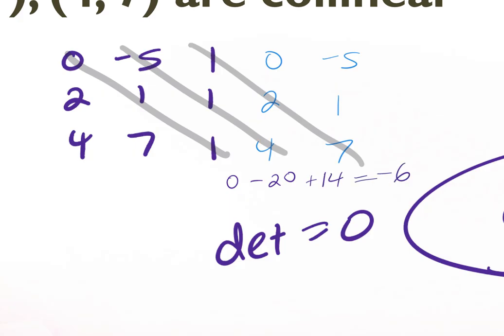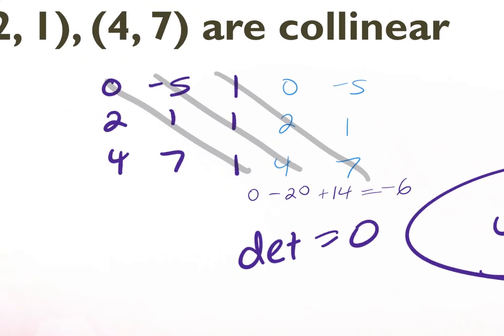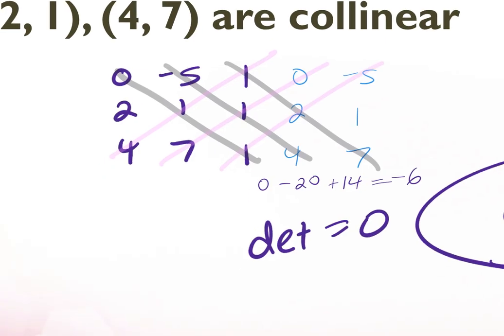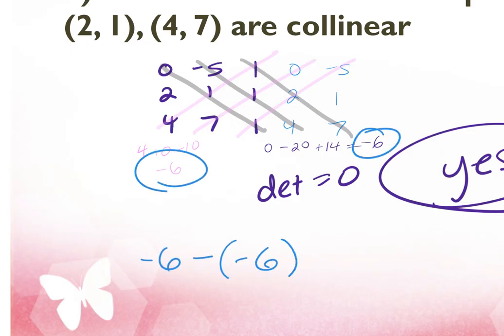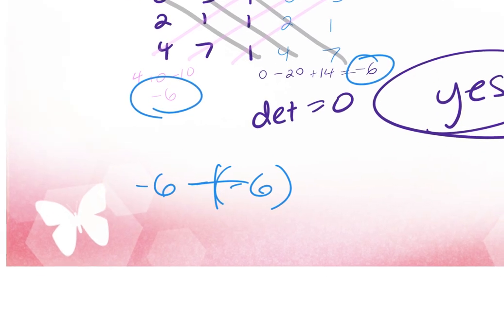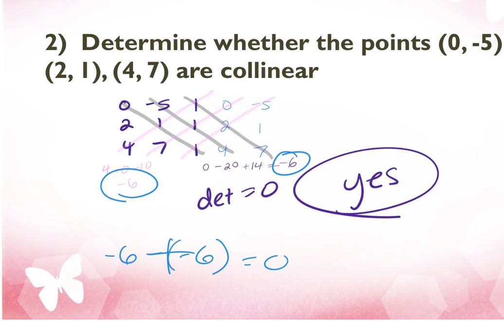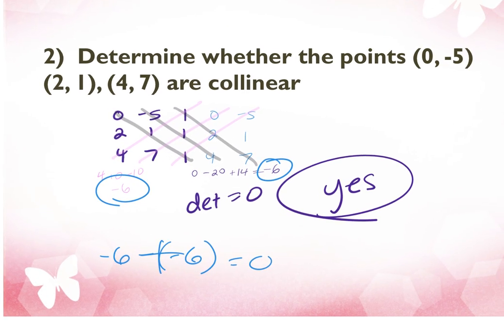If you got close but made a mistake, for most of you it was at the 0. So be really careful if there's a 0 in the column. It zeroes out the whole diagonal. Then I go back the other way. So 4 times 1 is 4. 7 times 1 times 0 is 0. And 1 times 2 times negative 5 is negative 10. So you get negative 6. Then this negative 6 minus this negative 6 becomes negative 6 plus 6, which is 0. And if the determinant is 0, then it is collinear.